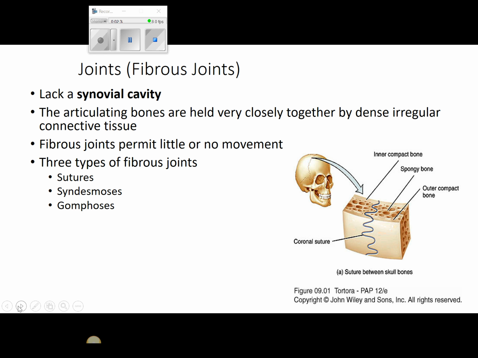Fibrous joints lack a synovial cavity, so they lack a space that would be filled with synovial fluid. The articulating bones are held very closely together by dense irregular connective tissue. Fibrous joints permit little or no movement. You have three different types of fibrous joints.